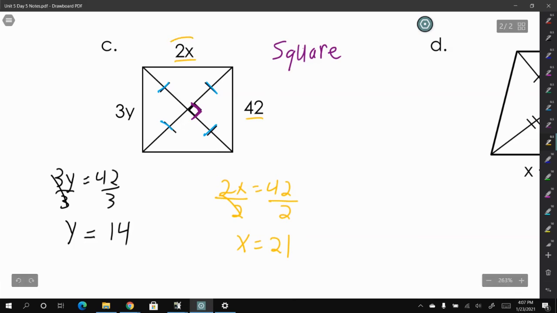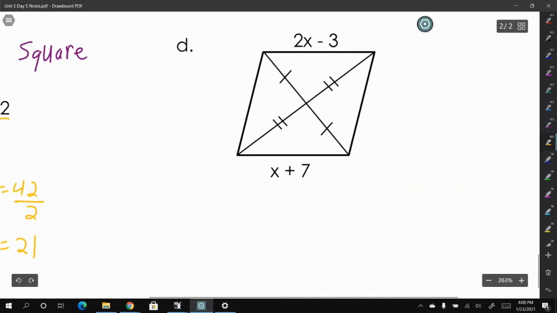Now you could have done 2x is equal to 3y. It just would have taken a little bit longer because you'd have to plug in 14 for y. So I figure we didn't need to do that extra step. Doing it the way I did it here is a little bit easier and gets to the point a little bit quicker.